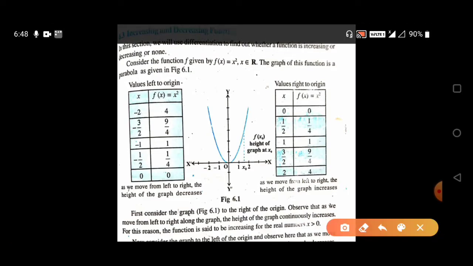So for that, if we consider the graph of suppose f(x) equal to x square, then the graph will be like this. If we consider this graph, then these values -2, -1, 1, 2, 0, the values of x are in the domain of f(x), and this y-axis will be the axis of f(x). Now the graph of x square will be like this.